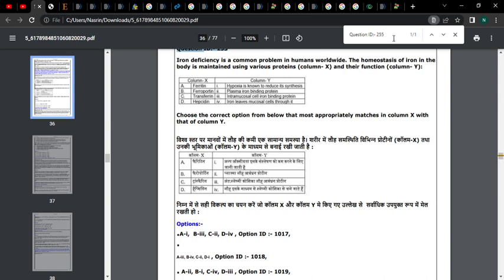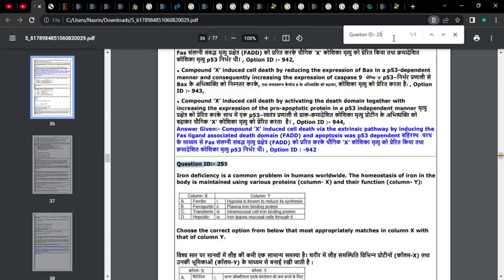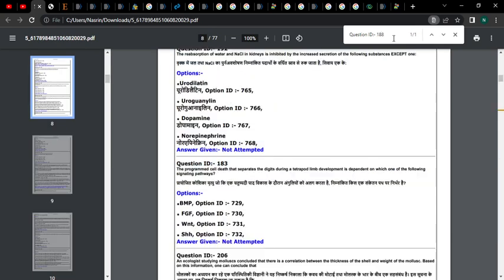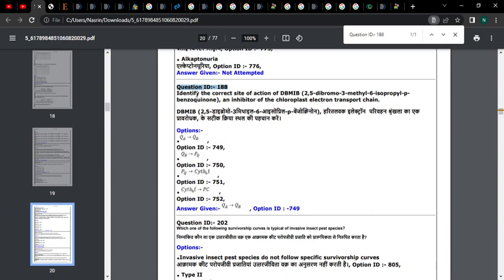So the next question of choice is with regard to question number 188, friends. Question number 188. This particular question again asks to identify the correct site of action of DBMIB, that is 2,5-dibromo-3-methyl-6-isopropyl benzoquinone. I think you might know about DCMU. This particular thing is different, and it is a correct option only, friends. That is option number 751.